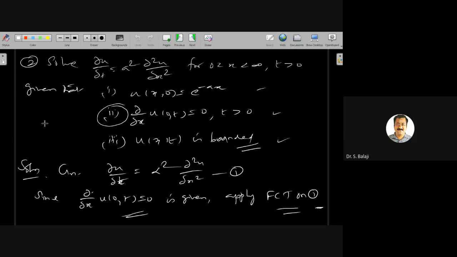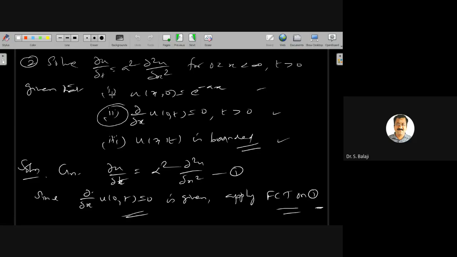Right, the second one. Solve dou u by dou t is equal to a square into dou square u by dou x square, for 0 less than x less than infinity, t greater than 0. First condition: u of x comma 0 is equal to e power minus ax.